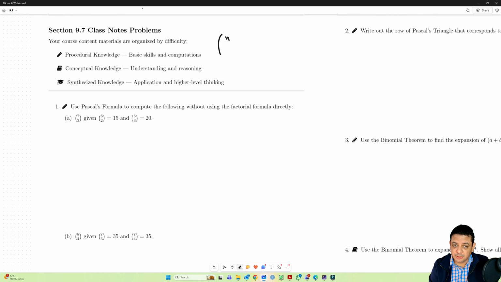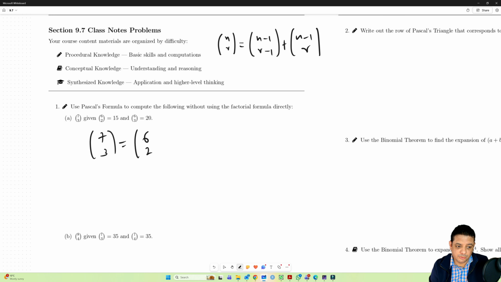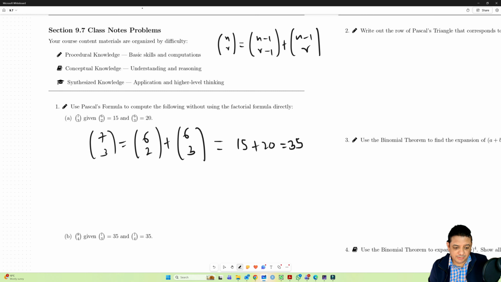We have these values because we're using the Pascal formula, which is n choose r is equivalent to n minus 1 choose r minus 1 plus n minus 1 choose r. So if we use this and represent 7 choose 3, we're essentially doing 6 choose 2 plus 6 choose 3. Since we have those values here, we just have to add them up, and that's going to be 35.